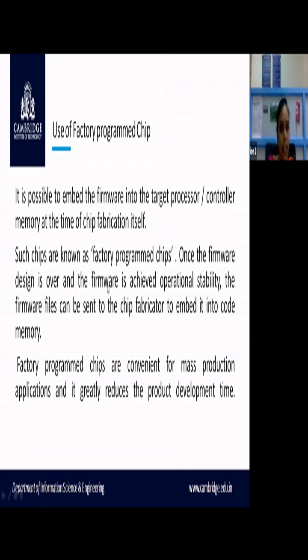So once the firmware design is over, you will have a team divided into software design, hardware design, like that. So the firmware design development team is going to make this firmware ready. Once your firmware design is over, and it has achieved operational stability, the firmware files can be sent to the chip fabricator. Then that firmware is going to be embedded into the code memory of the chip. So factory programmed chips are convenient for mass production, and they greatly reduce the product development time.